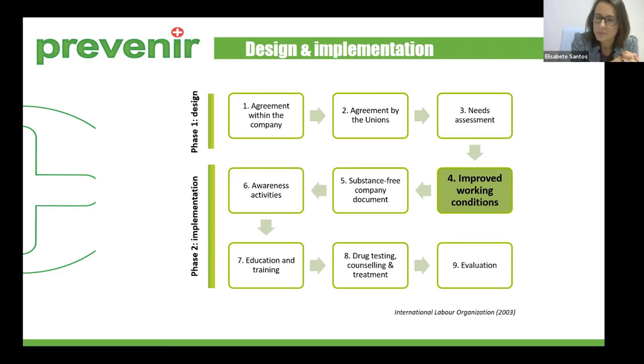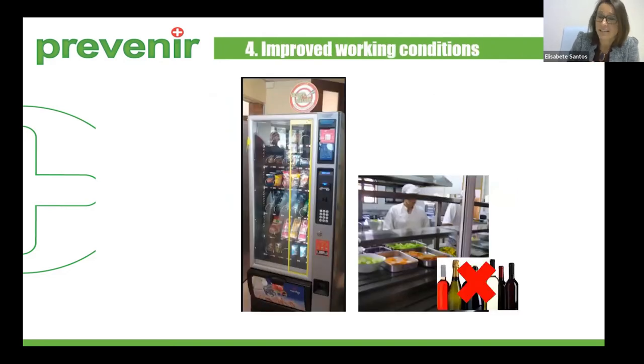As for improved working conditions, I brought you two examples. One, a more broad example, which is vending machines with healthier snacks. So it's a more broad example related with health improvement. And another one, more specific for substance use, which is taking out alcoholic beverages from the canteen. So we don't have access to alcoholic beverages within the company.